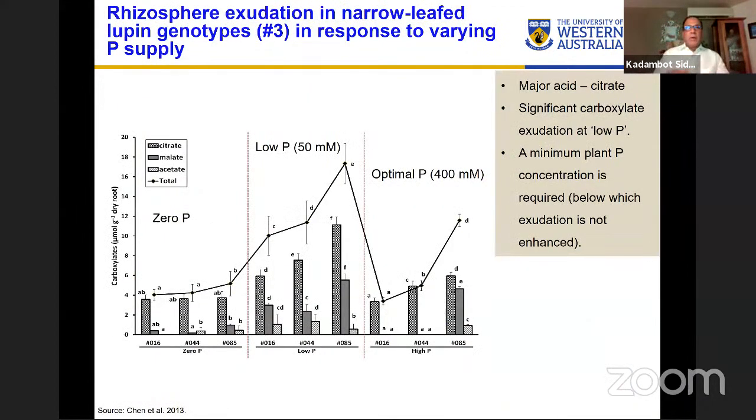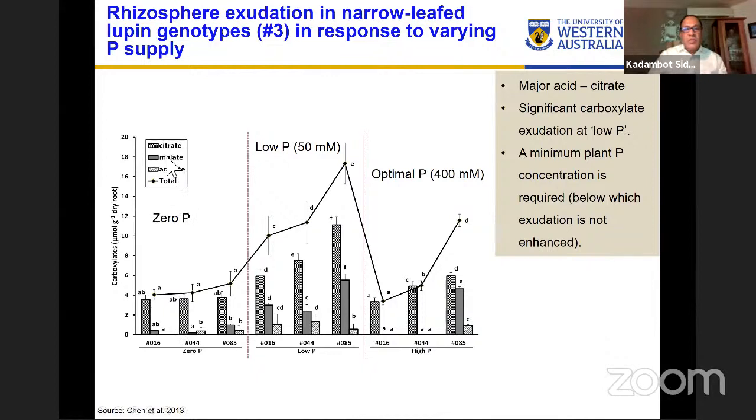So here is an example of the rhizosphere, meaning the area surrounding the roots in the soil. Exudation in narrow leaf lupin, 3 related genotypes, in response to varying phosphorus supply. You have 16, 44, and 85, and you have 0 phosphorus, low phosphorus at 50 micromolar, and high phosphorus, which is 400. So you can see different acids are produced.